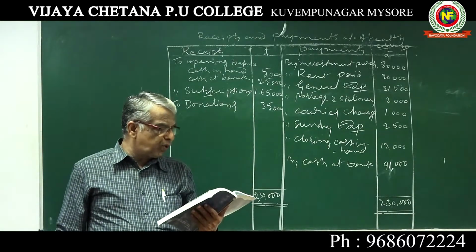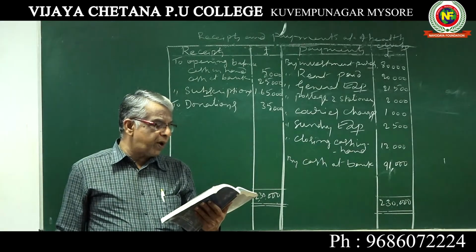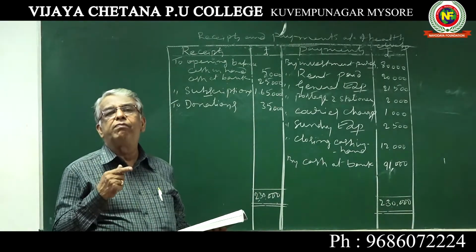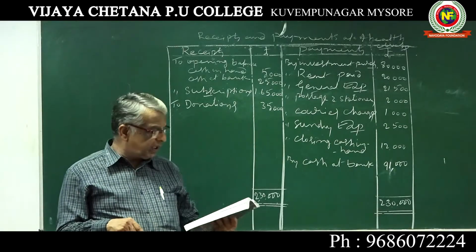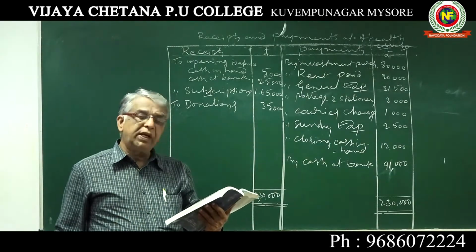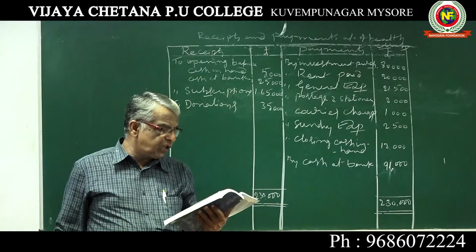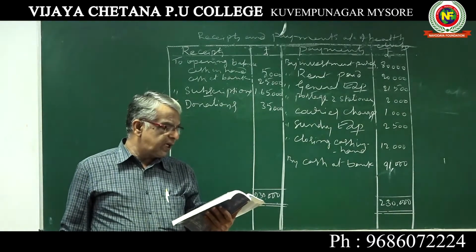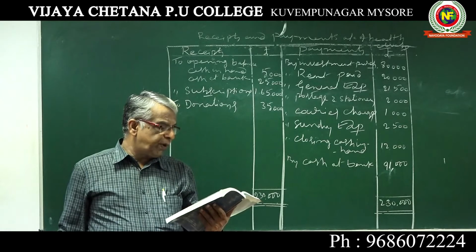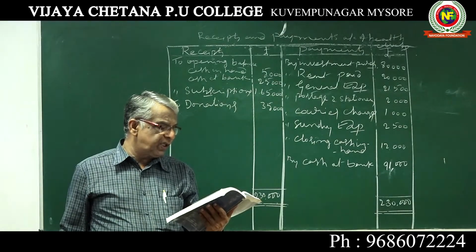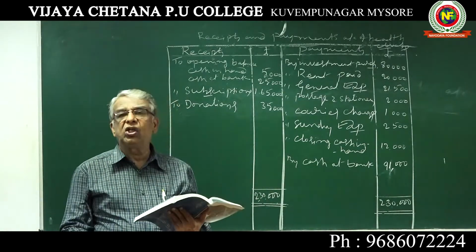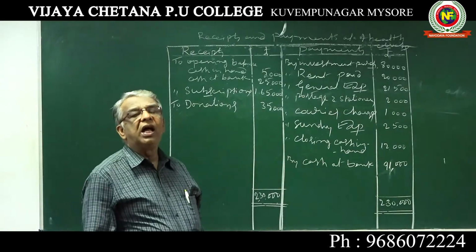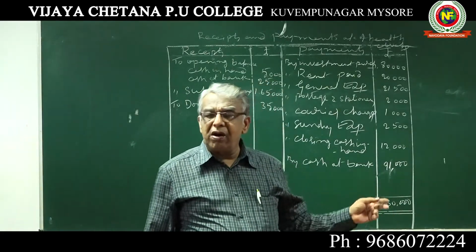And adjustment number 2, liabilities to be provided for, that is expenditure incurred but not paid. The various liabilities are rent rupees 800, salaries rupees 1,200, advertisement rupees 200. And adjustment number 3: rupees 2,000 due for interest on investment was not actually received. It is the income earned but not received.